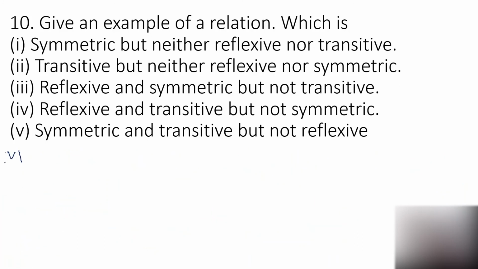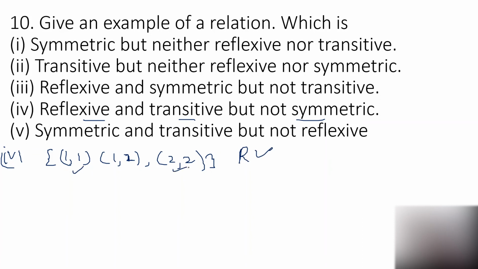Question number, fourth part. We need to write a relation that is reflexive, transitive, but not symmetric. It's very easy to make it reflexive: (1,1) and (2,2). This is reflexive, as (1,1) and (2,2) belong to it, and let us consider it is defined on set A that contains only 2 elements. It is reflexive, and it is transitive also, but it is not symmetric as (2,1) does not belong to R. Great.